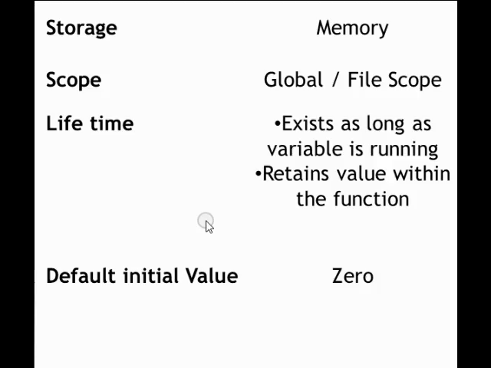So a brief note on global variables. Storage is memory, the scope of a global variable is global, and its lifetime exists as long as the program is running, retaining its value within the functions. The default initial value of a global variable is 0.